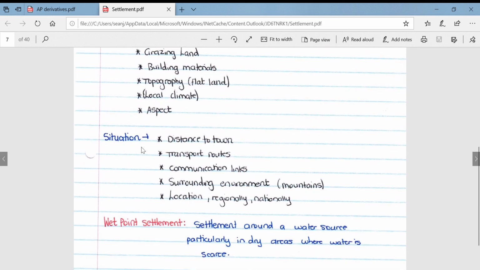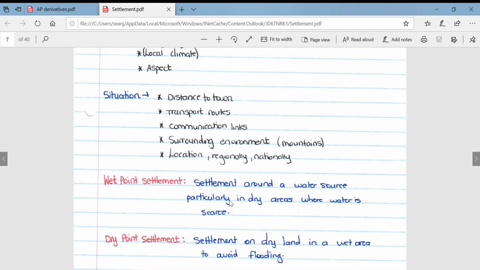When we're looking at situational factors with regards to rural settlements, we look at distance to the nearest town, transport routes, communication links, the surrounding environment. Is it a mountainous region? Is it located on a coastline, close to a railway, etc.? We also look at its location both regionally and nationally within the country.